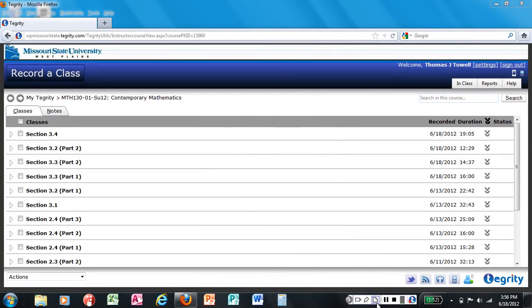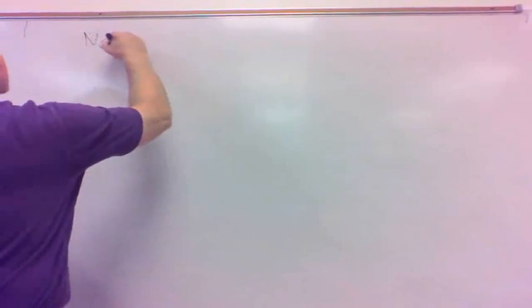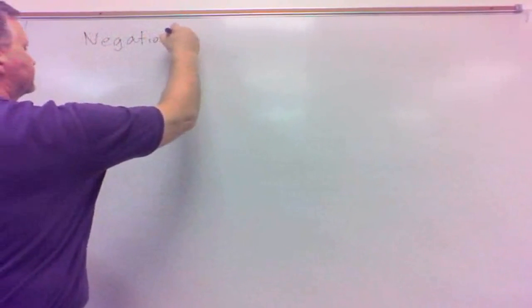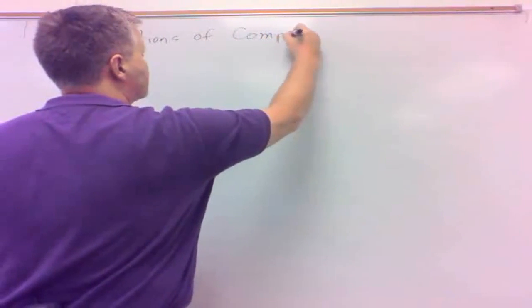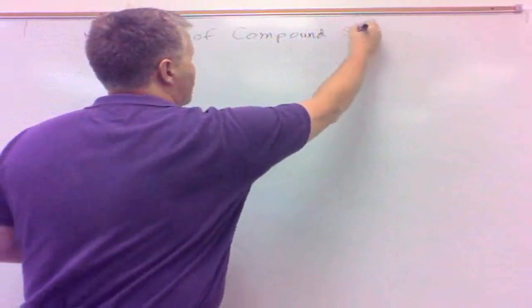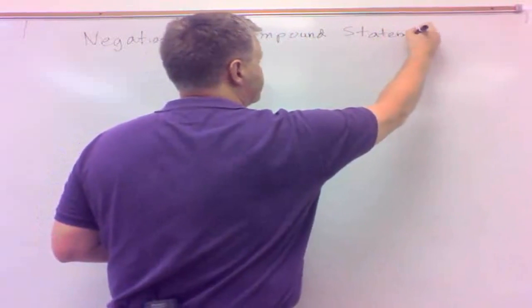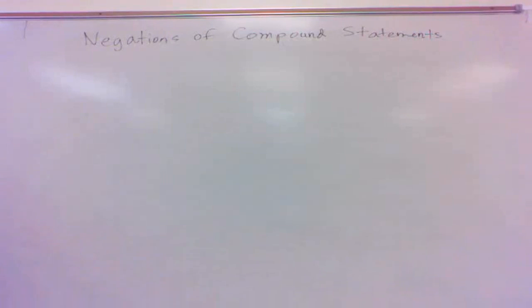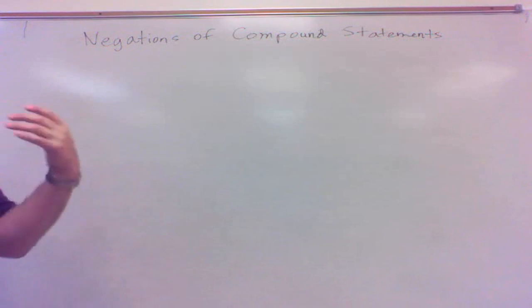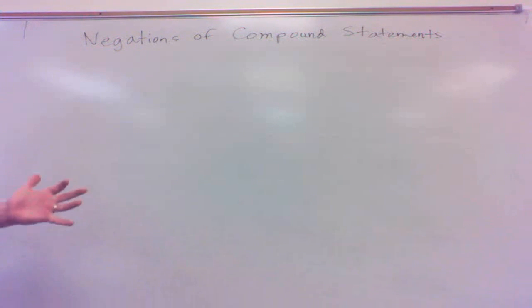All right, yeah, we need to talk about negations of compound statements. The and, or, the if-then. How do we negate those? We want a statement for each one of those that's opposite exactly in all cases.